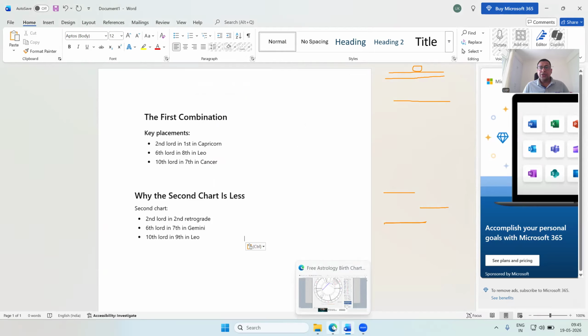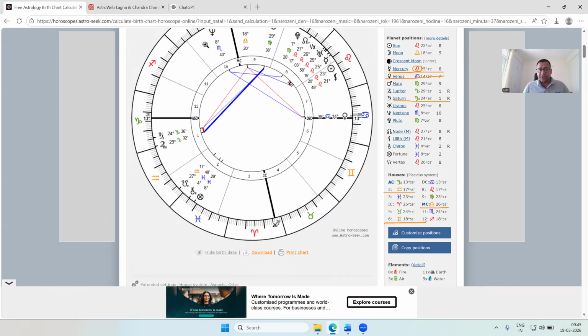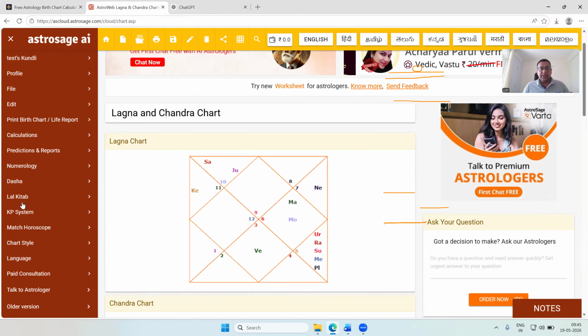Now let us compare this with the sidereal whole sign, just to be clear what exactly changes. If you see, the second house is Capricorn and Saturn is in the same house in a retrograde position. The sixth house lord is Venus, and Venus goes to Gemini in the seventh house. And the 10th lord is Mercury. Mercury goes in Leo in the ninth house. So what is the combination in the sidereal chart?